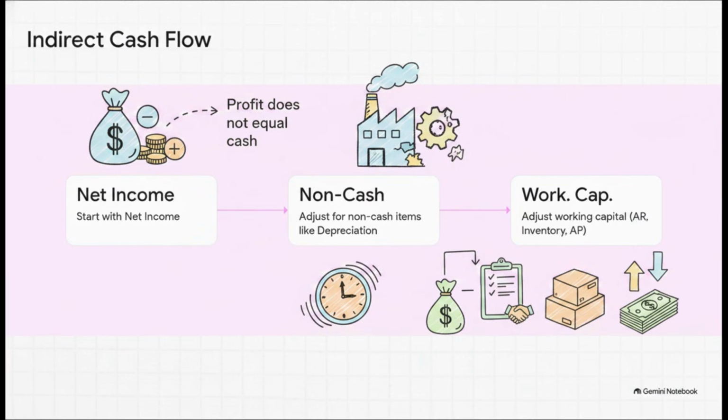Think back to our earlier rule. Profit does not equal cash. If your accounts receivable increases, it means we recorded revenue but didn't get the cash yet, right? So we have to manually subtract that from net income to find our true cash flow. If accounts payable increases, it means we kept cash we owe to suppliers, so we actually add it back.